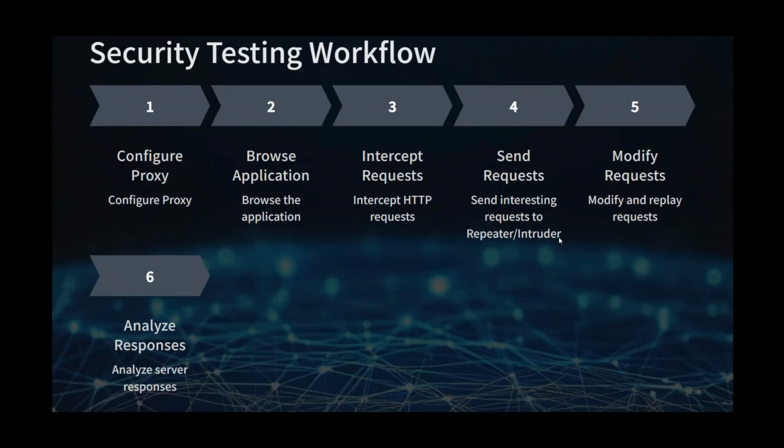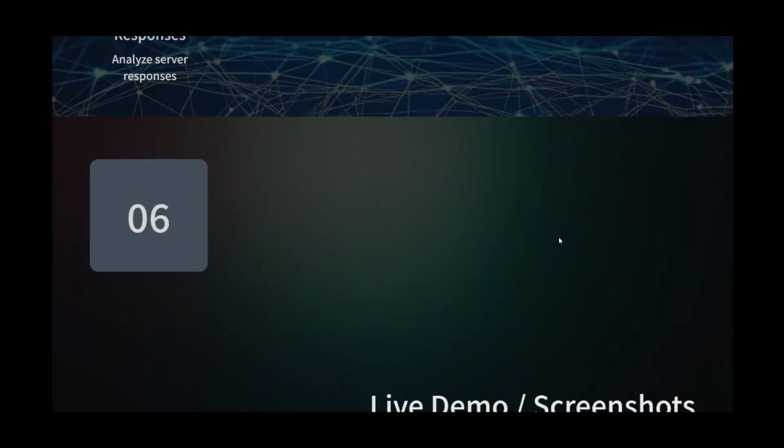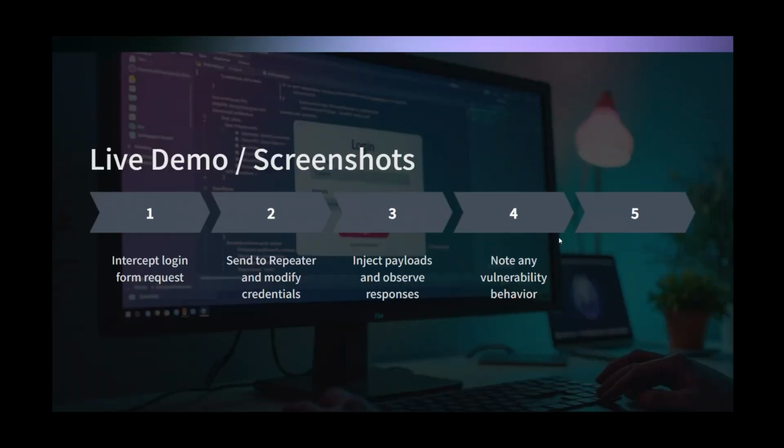This is the security testing workflow. First of all, we have to configure the proxy, then browse the application. That means open the application and navigate the flow, and then we can intercept the request, then send the request. Using Burp Suite, we can modify the request and analyze the response, and it will be shown in the live demo. And we'll navigate to the live demo.